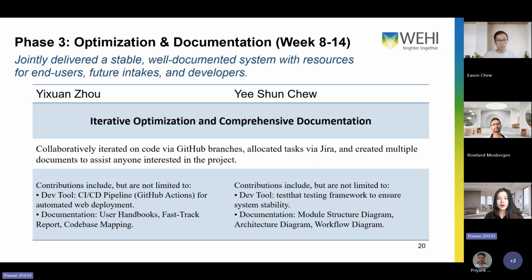Phase 3 was optimization and documentation. In this final stage, we worked closely together. We used GitHub to update our code and Jira to track our tasks. As a team, we delivered a stable system with full guides for the future intake. Now I'll pass the time to Ethan. He will share what we learned and suggestions.